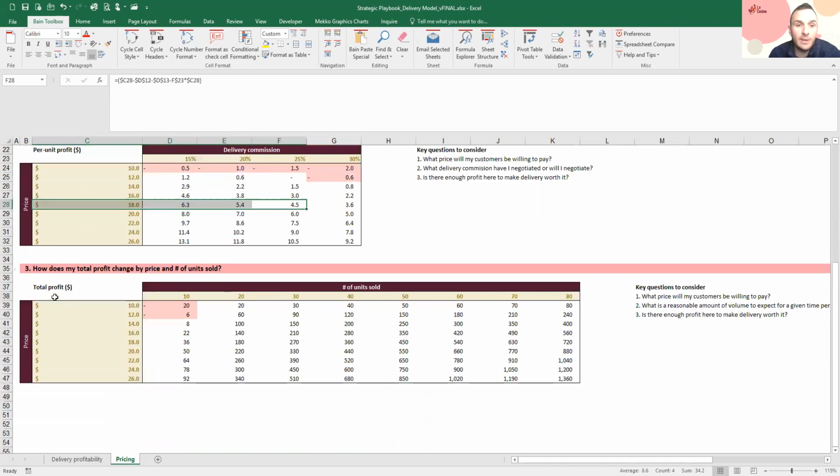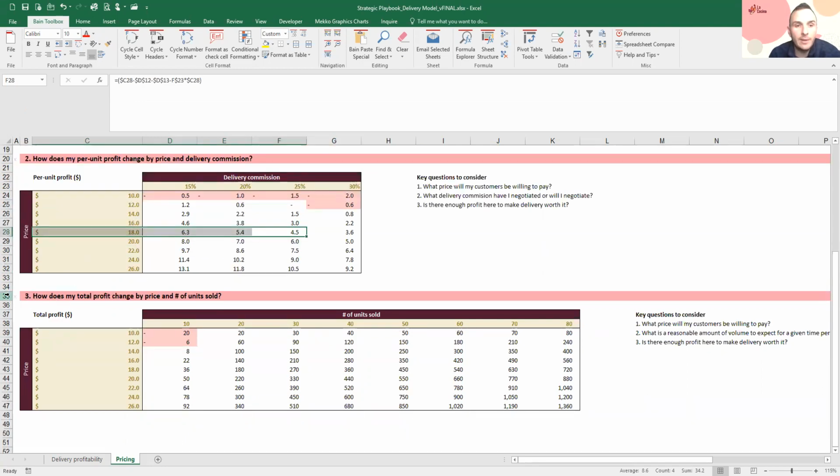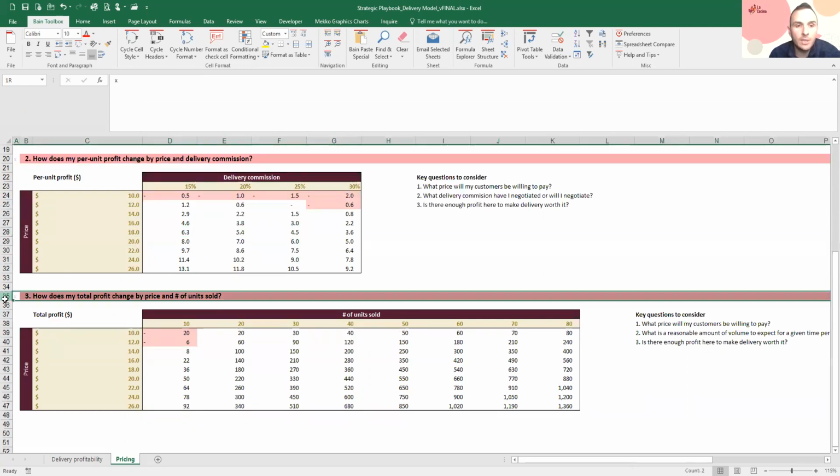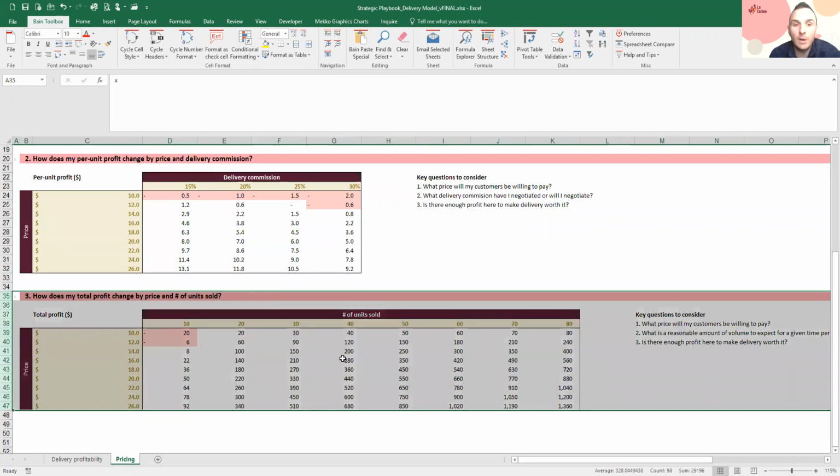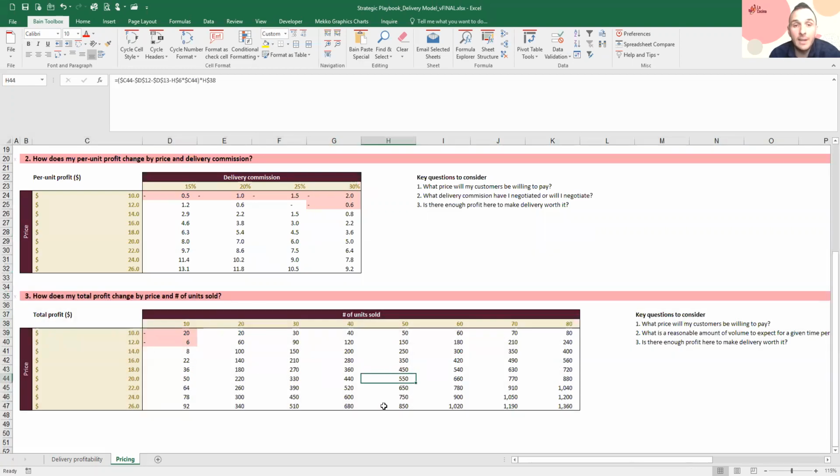Taken from a slightly different angle, rather than looking at per unit profit, here in question number 3, we look at total profit based on, again, the assumptions we outlined at the beginning and the price that you're charging for the unit on the y-axis, and the number of units you sold on the x-axis. This can be a good directional way to understand how much money you are actually going to make given the price that you're proposing. You can tweak all of the numbers in tan to make sense for whatever individual item you are looking at.